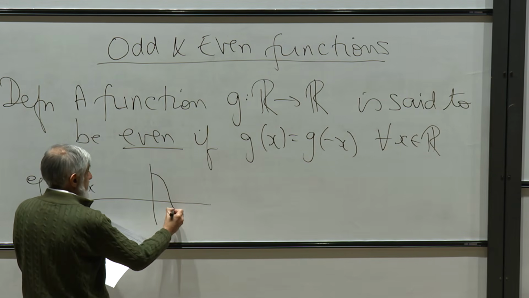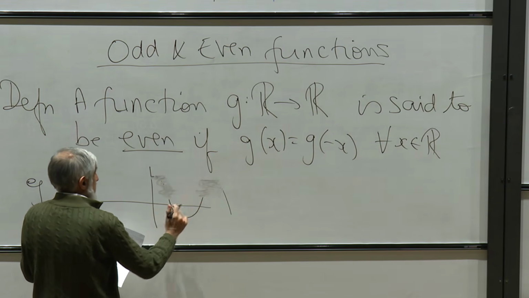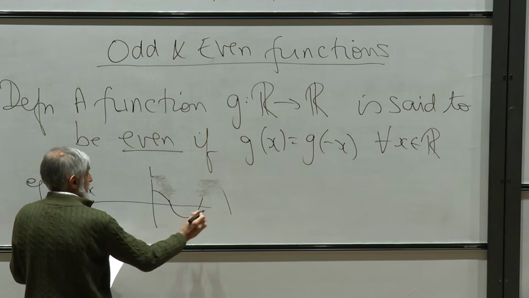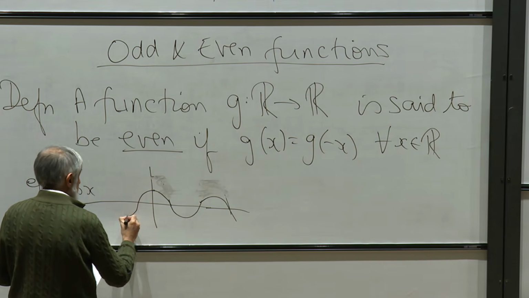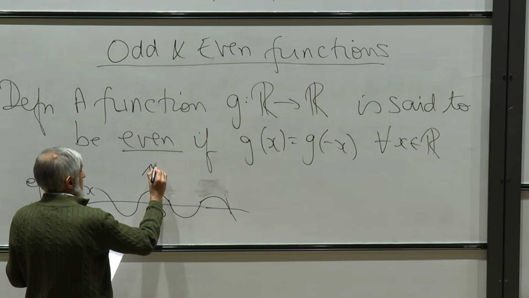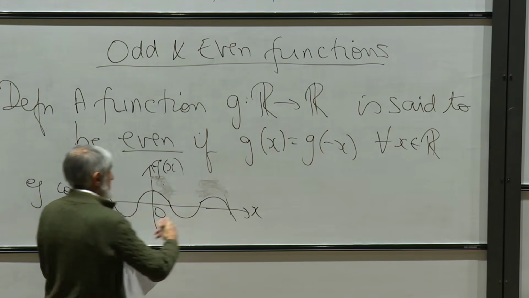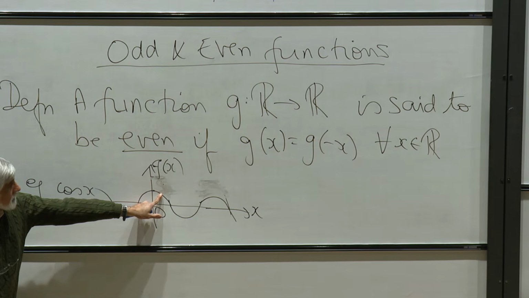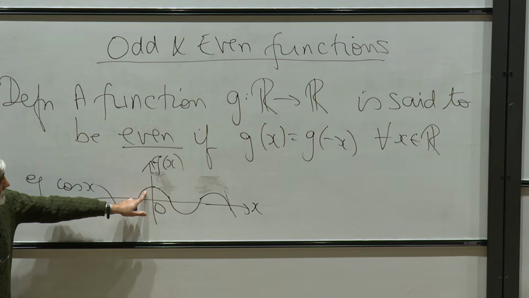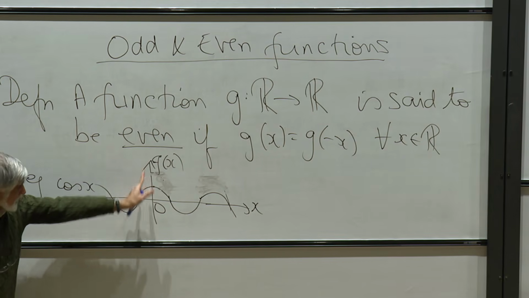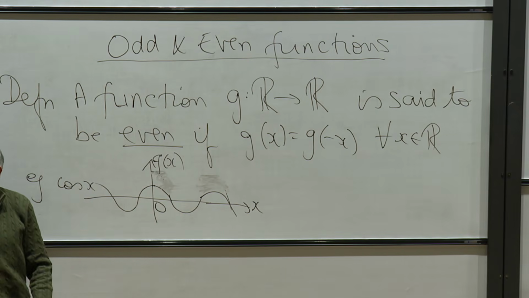Because it goes like this. Actually, that's very badly drawn. It's supposed to be something like that and like that. And so if I start off here and I take minus x, I go to here, I get the same value. So reflection in the y-axis gives you the same answer.